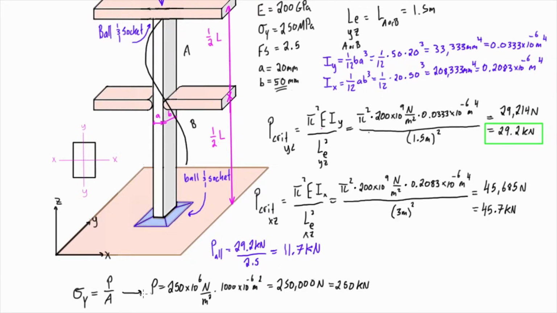So clearly, if we're getting yielding at an applied load of 250 kilonewtons, but we're getting buckling at 29.2 kilonewtons, then yielding is not the concern, buckling is, and the allowable load that we'll be able to safely apply to this column is going to be determined by buckling in the YZ plane.